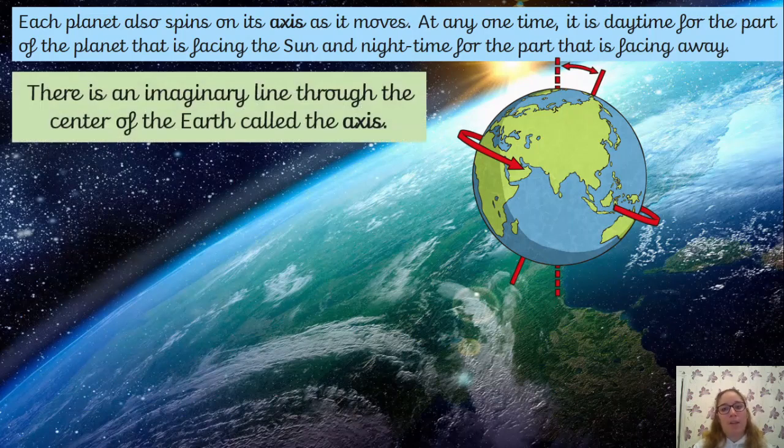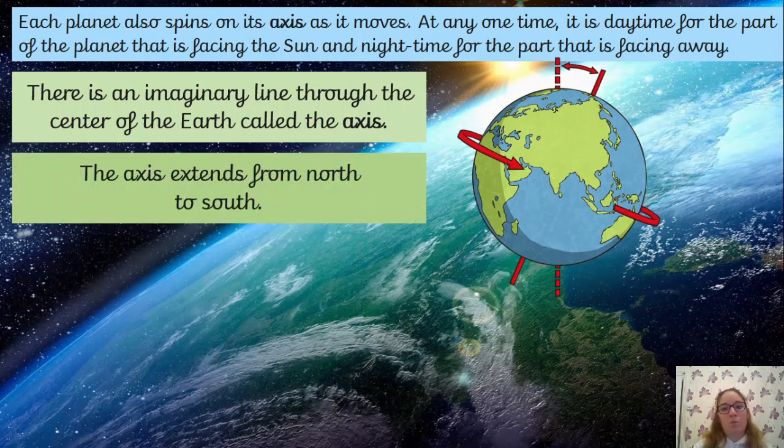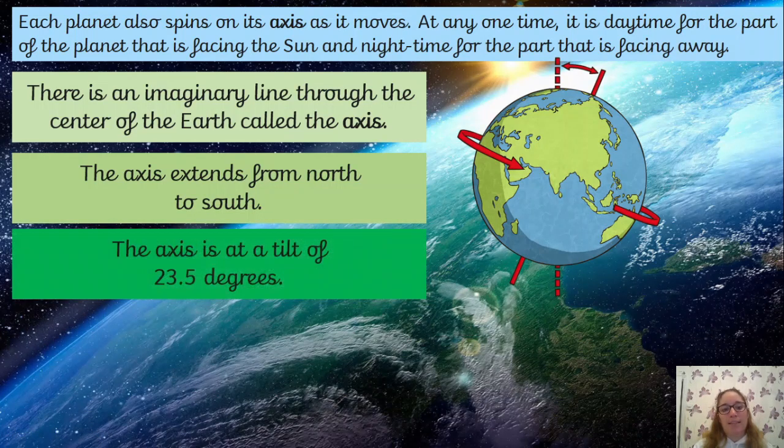So there's an imaginary line, which is called the axis. This is like an imaginary line here, and it goes from north to south, from the North Pole to the South Pole, and it's at a tilt of 23.5 degrees. So this is tilted here.